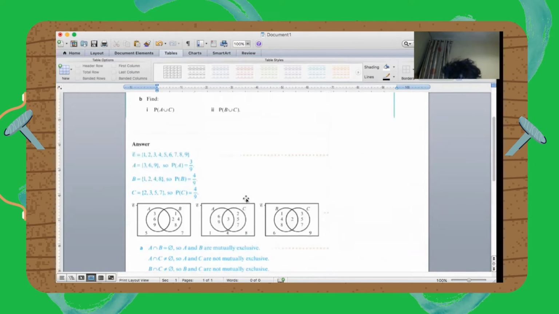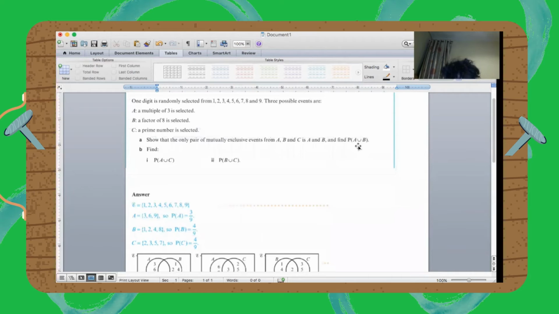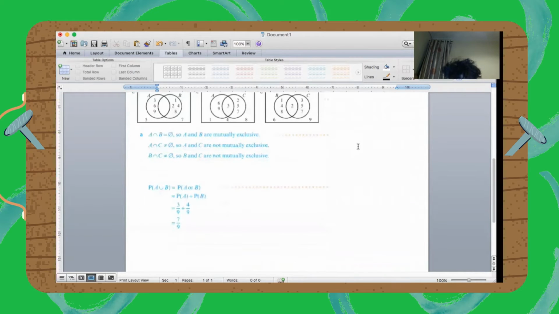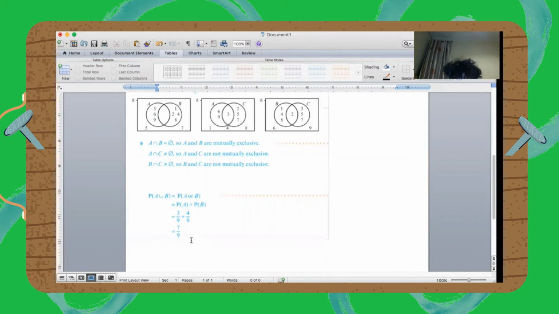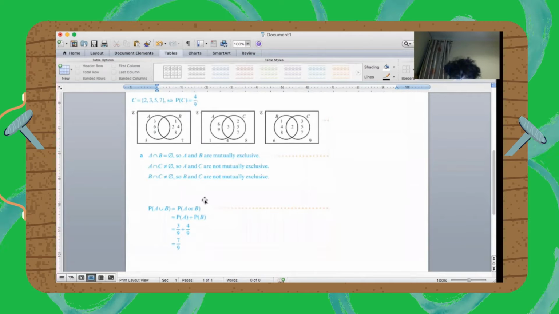Now we have to find the probability of A union B. We can use the addition law because A and B are mutually exclusive events. So it's 3 over 9 added to 4 over 9, which is 7 over 9.